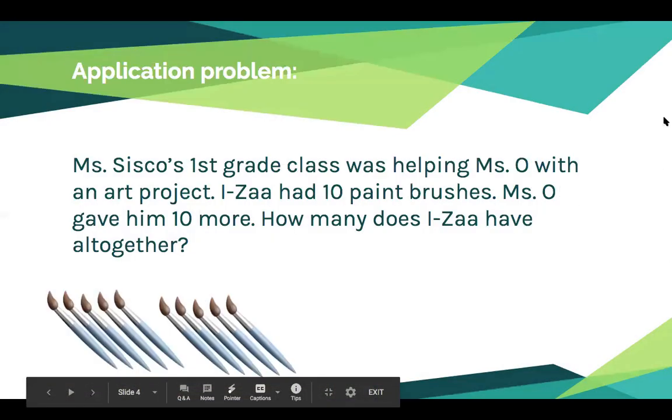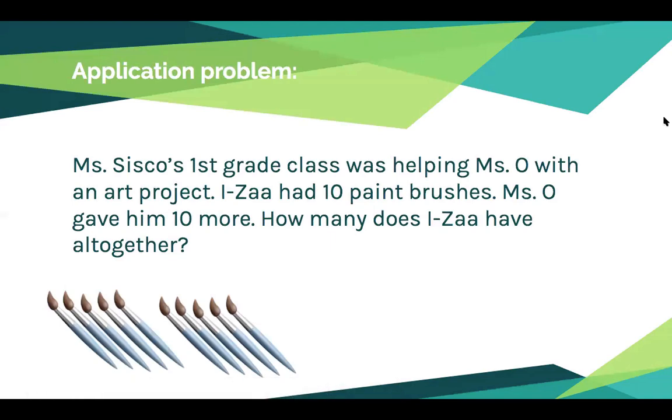All right, it's time for our application problem. It says, Miss Cisco's first grade class was helping Miss O with an art project. Isaiah had 10 paintbrushes. Miss O gave him 10 more. How many does Isaiah have altogether?